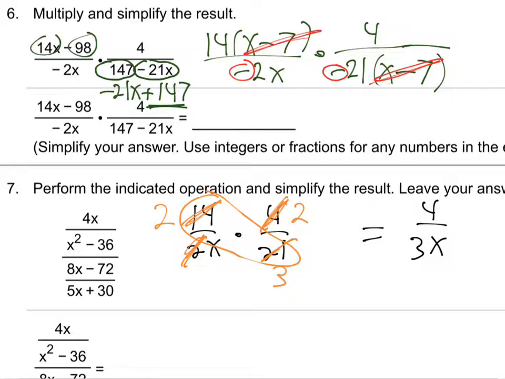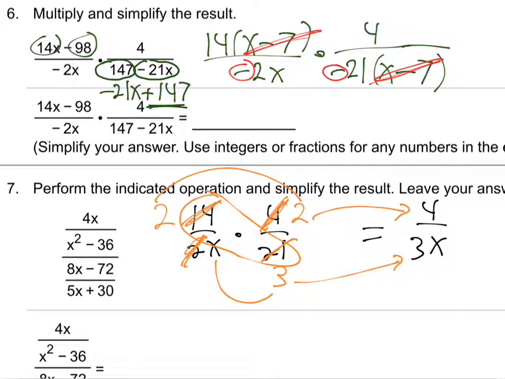What do I have on the top right now? 2 2s. What do I have on the bottom? A 3 and an x. There's nothing more in common, top to bottom. So just multiply them. 2 times 2 on the top is 4. 3 times x on the bottom. Same answer. See that? So it doesn't matter how you do it. Just cancel bottom stuff with top stuff any way you want, and when you're all done, multiply what's left over. 4 over 3x.